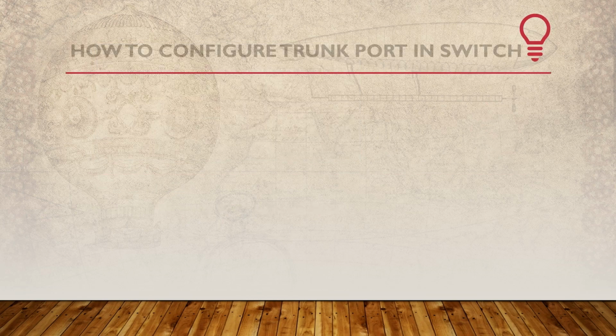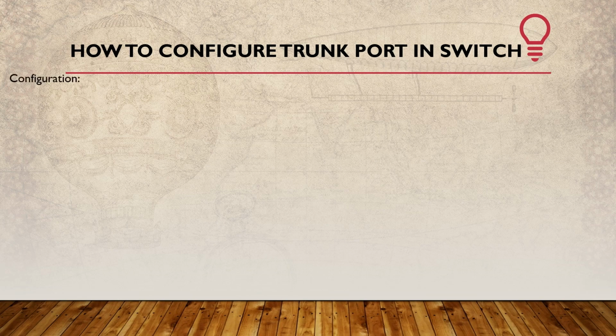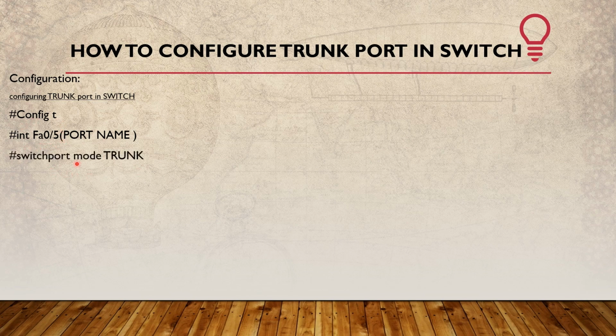Today we are going to discuss how to configure a trunk port in a switch. Configuration, let's see before going to the lab. Configuring a trunk port in a switch: config mode, config t, and then interface. The interface name FA0/5. Here I have given 0/5 as a sample name. Whatever port you are going to configure as a trunk in the switch, you need to use that particular interface name. Switch port mode trunk.